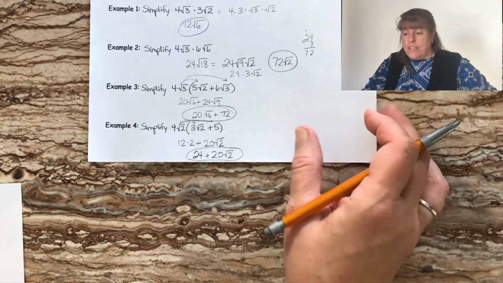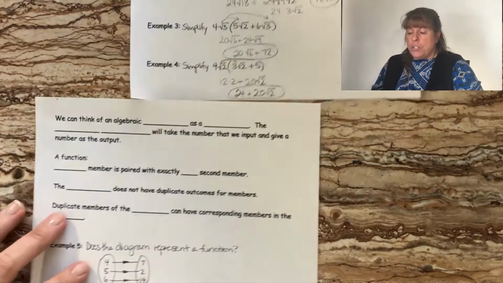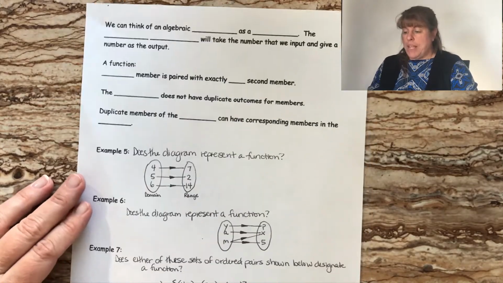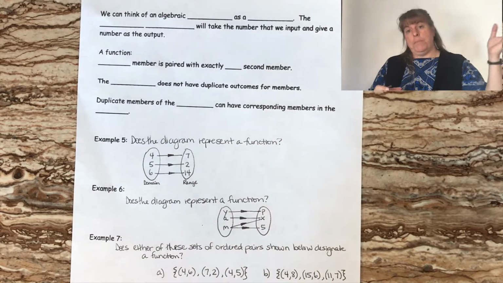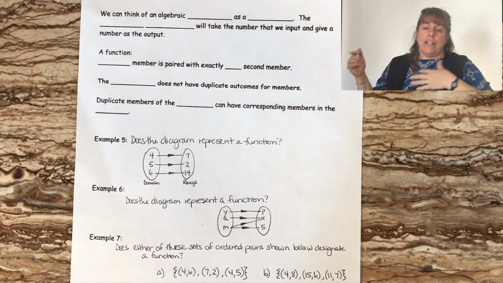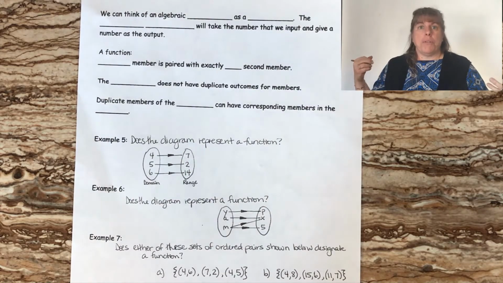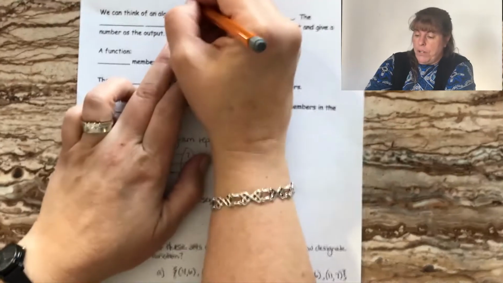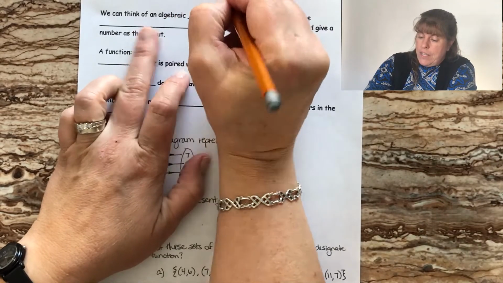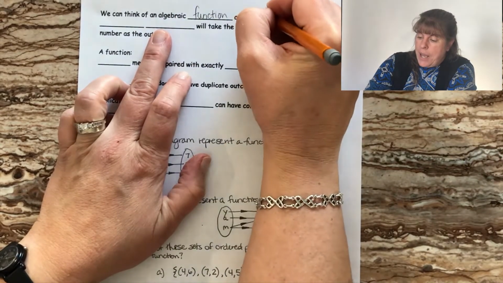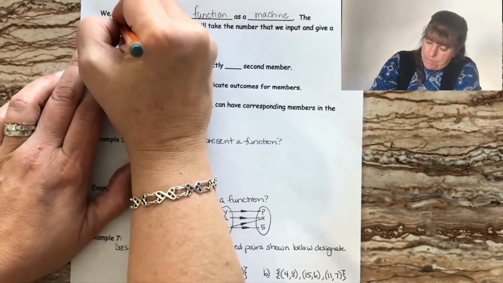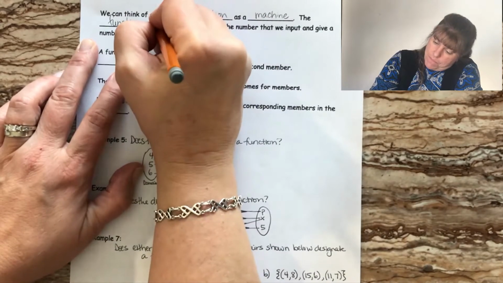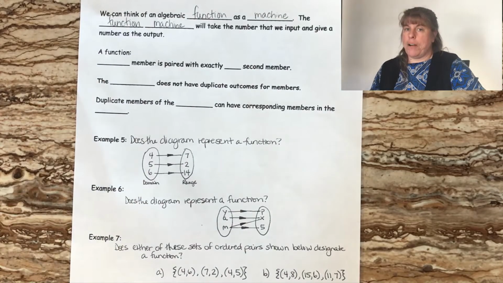The second part of the lesson talks about functions, and I've already told you a lot about the function being a machine. And so a function is one of those machines you put something in and something else comes out. And so it's a number function machine. So we're going to write this here. We can think of an algebraic function as a machine. The function machine will take the number that we input and give a number as the output.